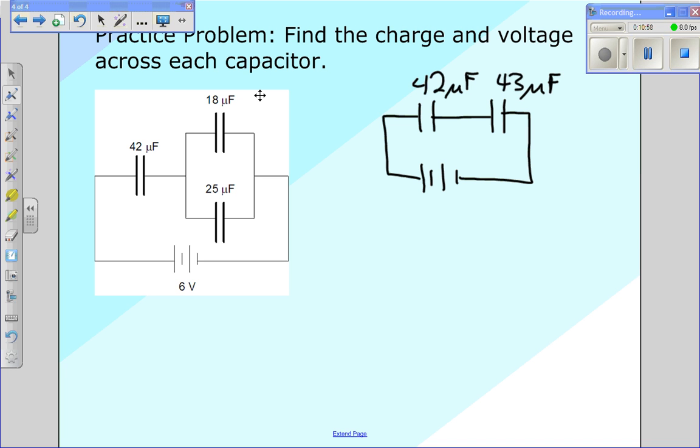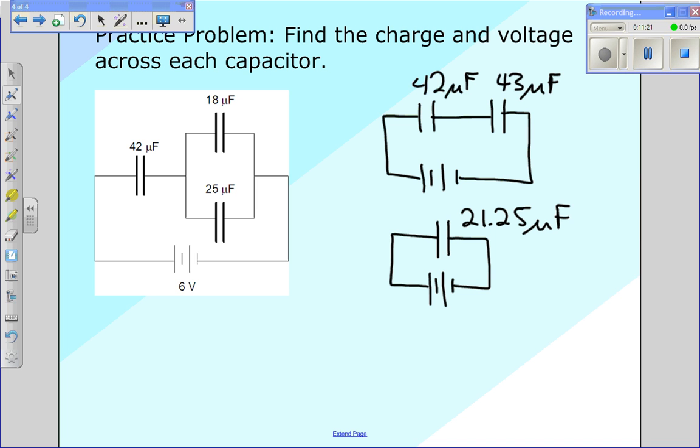21.24 or 21.25 microfarads. So what I'm going to do here is I'm going to just simply draw this out with one capacitor. And what I'm going to put there is the 21.25 microfarads. And this whole time our battery has been 6 volts.